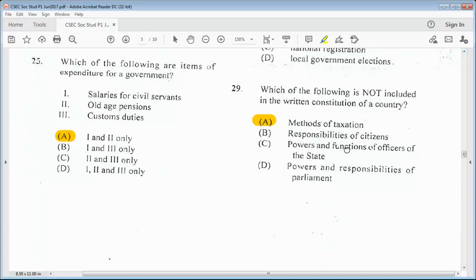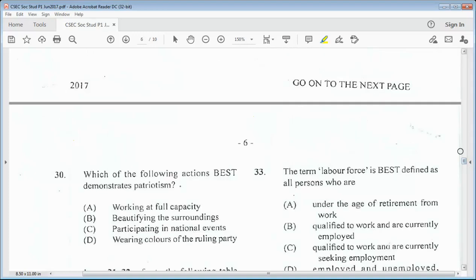Let's look at our answer options to be sure. Just because we selected A, we have to look at all our answer options because this is multiple choice. B, responsibilities of citizens. That is included in the written constitution. C, powers and functions of officers of the state. That is included in the written constitution of a country. D, powers and responsibilities of parliament. That is also included in the written constitution. So A, methods of taxation. Let's move on to 30.